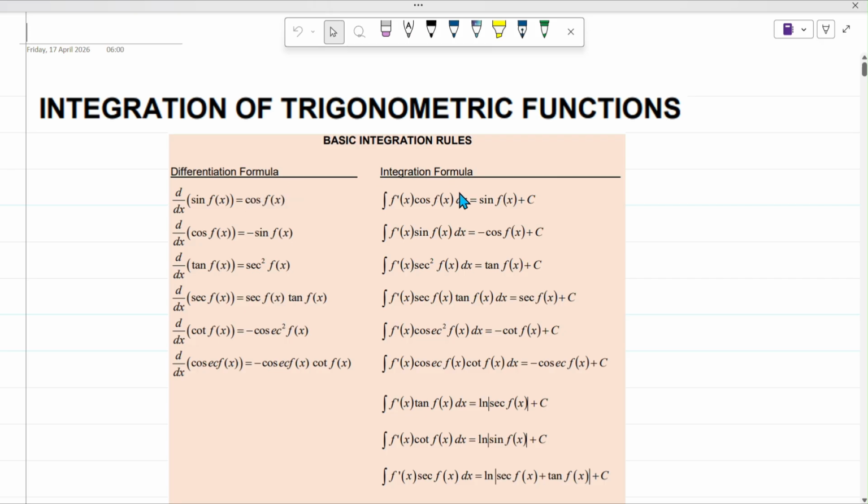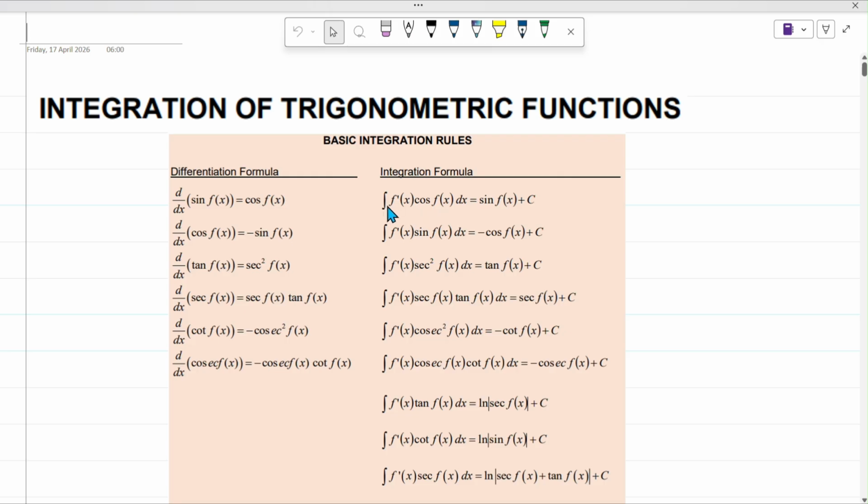Now let's quickly discuss integration formulas. In integration, what we are trying to do is go back to what was differentiated to get this. For example, when we differentiate sine, we get cos. So in integration, we're given the answer of something that was differentiated, and then we go back to what it was before. If you're given the integral of cos x, then the answer is sine x. Makes sense, right?